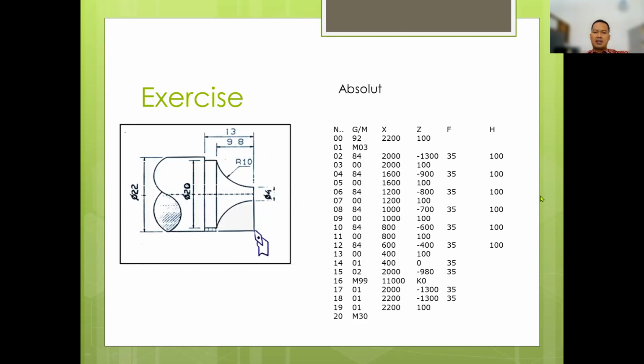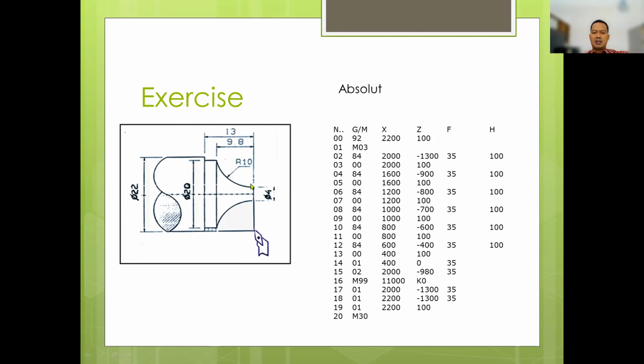And then this is the complete programming for this figure with the radius of 10 and the distance 9.8 here. This is the use of G84 and also the G02 here. You can see G00, G01, G02.